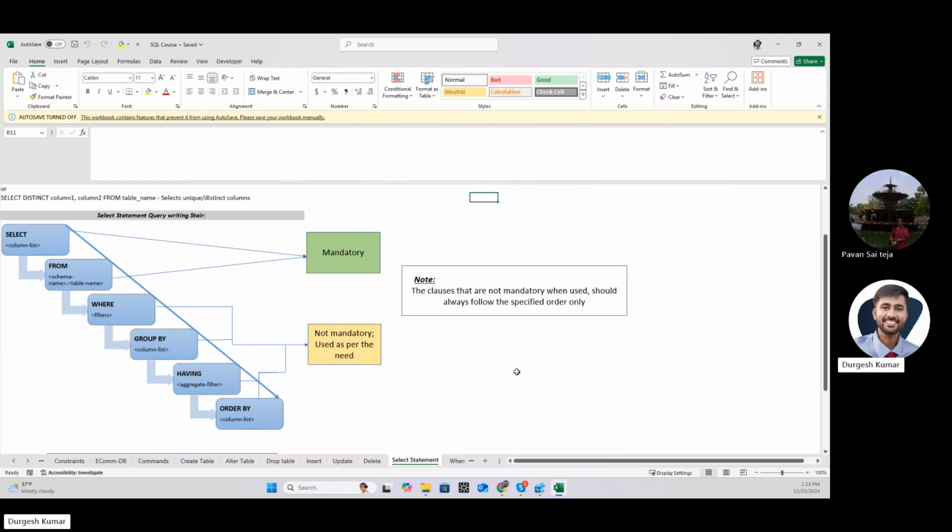After that, you have four more important clauses, which are the where clause, group by, having, and order by. These are not mandatory clauses. And why are they not mandatory? Can you guess?